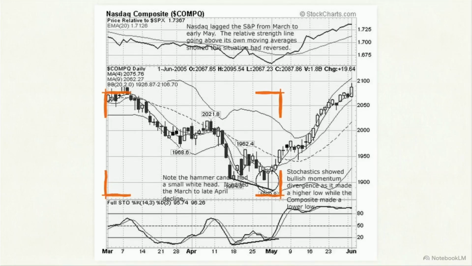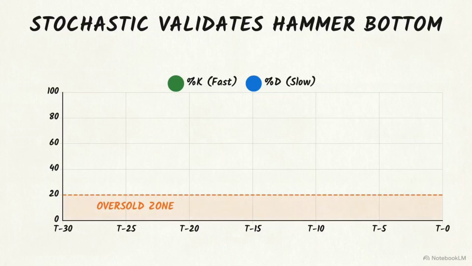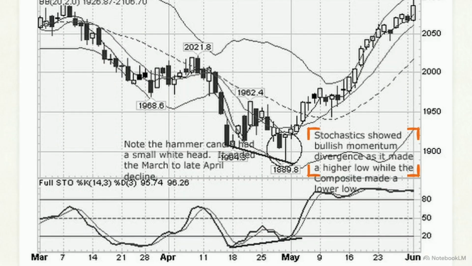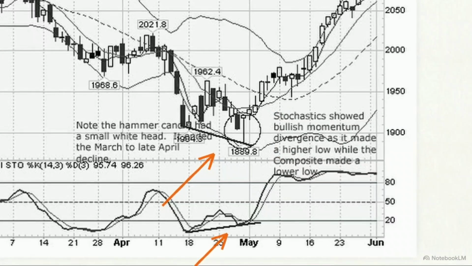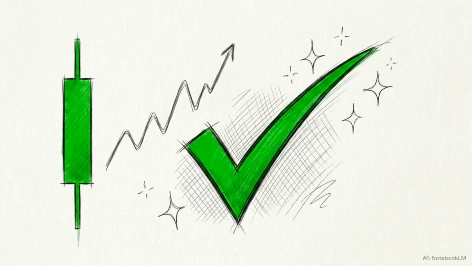At the very bottom of this steep drop in late April, a hammer candle forms right at the 1900 support level. To validate that this hammer is actually a bottom and not just a dead cat bounce, we check our secondary tool, the stochastic oscillator, which measures momentum. We look for bullish divergence, a disconnect between price action and momentum. While the main price chart makes lower lows, the stochastic lines at the bottom make higher lows. This deceleration in downward momentum happens exactly as the hammer forms. The underlying metrics show that the bears have exhausted their supply. A bottom reversal candlestick becomes a trustworthy signal when the momentum oscillators show the trend is losing strength.